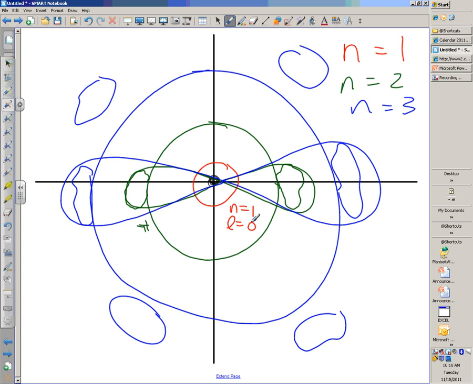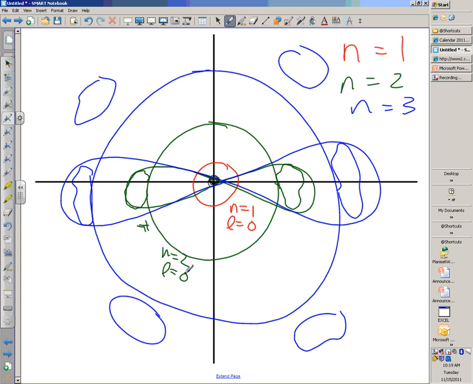Let's look at this one. Allison, what n level is this circle? That's n equals 2, but what shape is it? No, not the figure 8 one. It's a sphere, so what is the L value? The L still equals 0, but it's different from this L equals 0 because this is in the first energy level and this is in the second energy level.